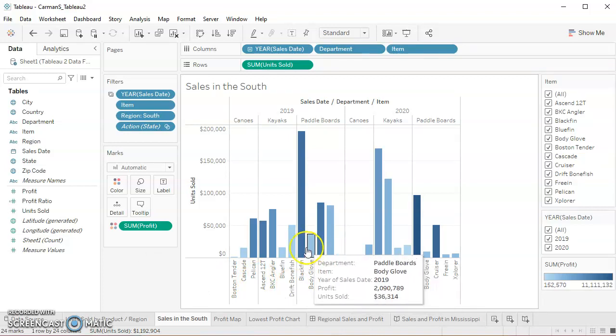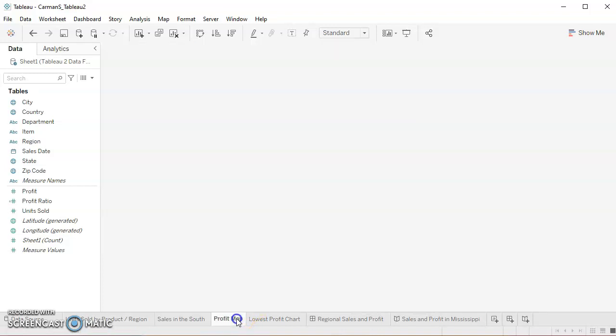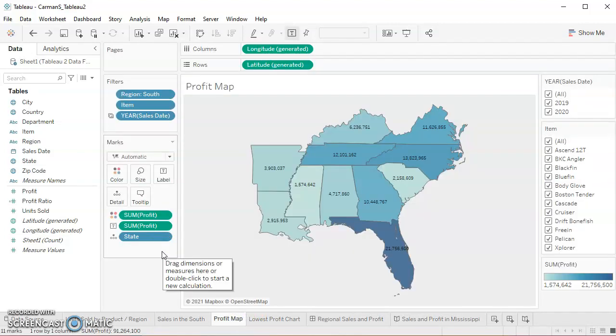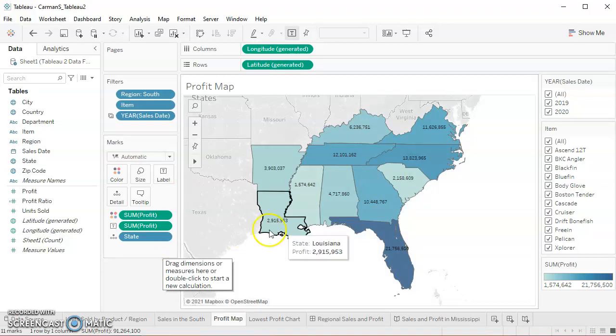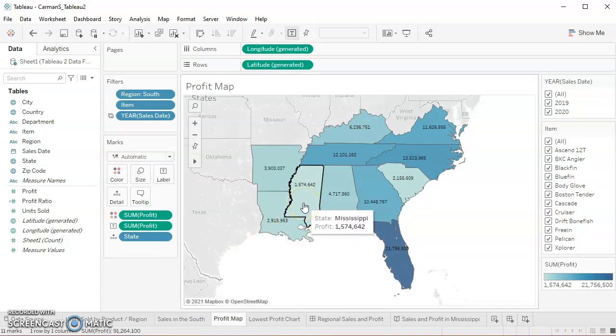For the next one, I did a profit map. This profit map shows the South along with the profits. Immediately you can tell that Mississippi has the least amount, and this answers the question of which state in the South sold the least and underperformed, not only in sales but also profits. This can be seen with and without the labels, and the lighter color indicates a weaker profit.